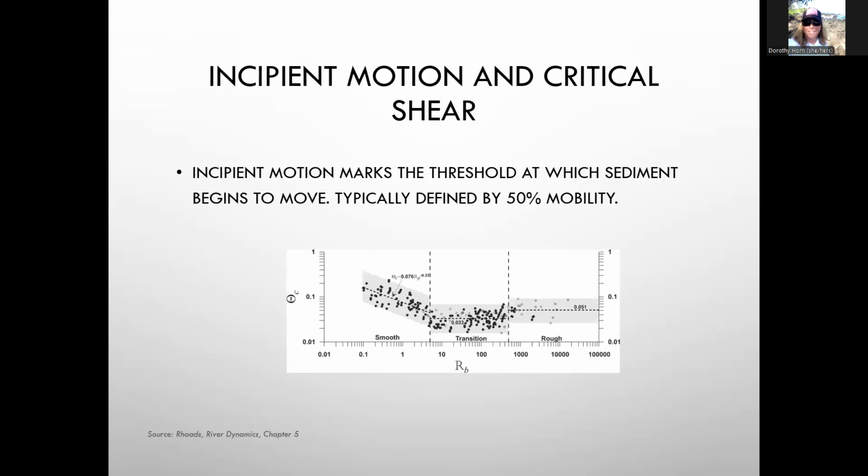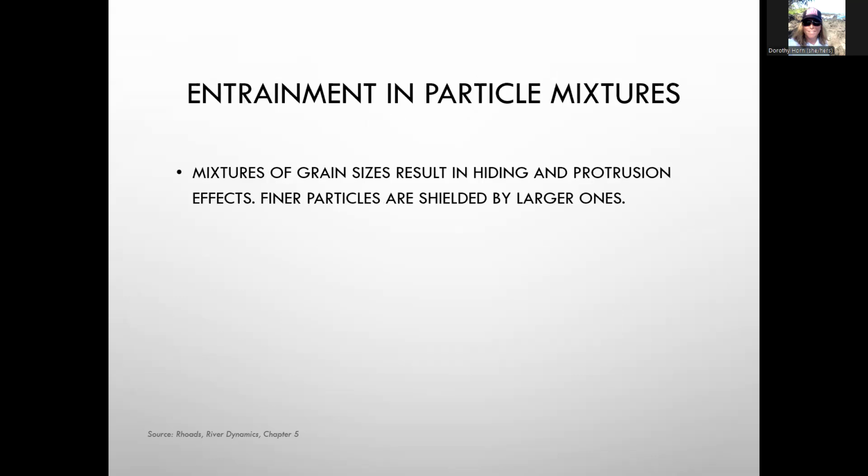So incipient motion is when the sediment hits that threshold and it starts to move, okay? And that's usually defined by about 50% mobility. So when that rock starts to wiggle, wiggle, wiggle and starts to move forward, that's that incipient motion threshold. Entrainment, when we're mixing all the different grain sizes and they're hiding and they kind of stick out, and then you wash all the fine sediment out, and now all the rocks are showing. Or there's one rock and the water's getting hit by it, but behind it a whole bunch of sand is sitting there. So that's what they're talking about here.